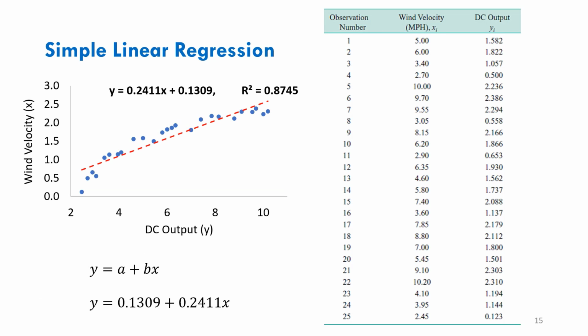Finally, we have found by using this equation of simple linear regression model, which is y equals to a plus bx, and our equation is y equals to 0.13 plus 0.24 times x. Here the coefficient of determination is 0.8745, which means that it is a good fit and can be used to predict the DC output from the wind velocity data. R square value can be also found by squaring the coefficient of correlation.